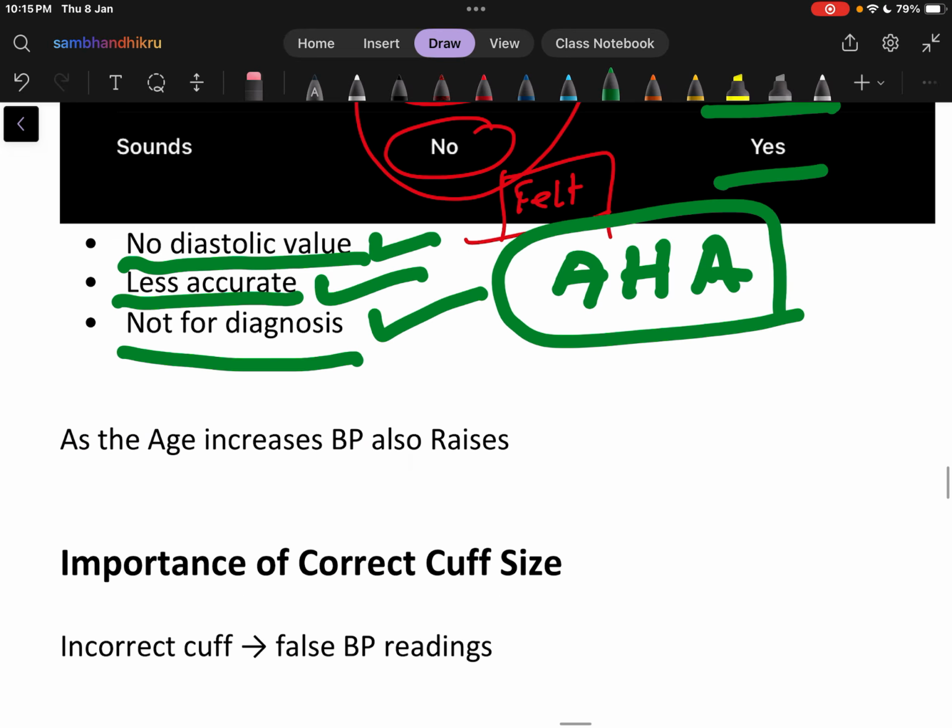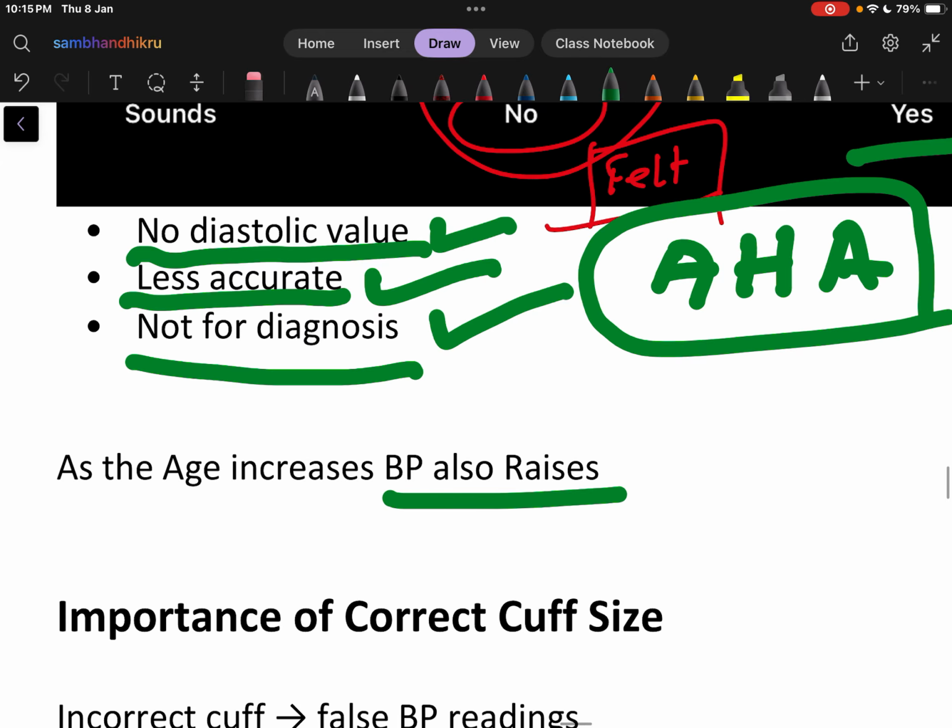Okay, next, as age increases we know that BP also rises, isn't it? So BP will rise according to age. Okay, yes. What we know is the BP cuff.